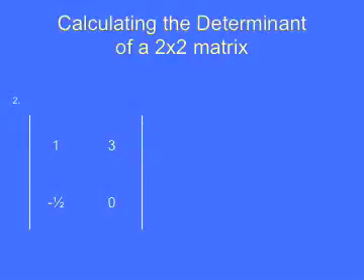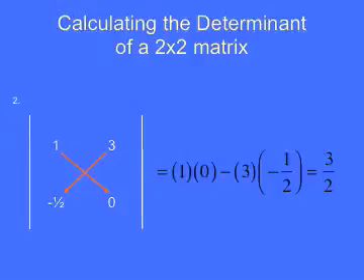So first we're going to look at calculating the determinant of a 2 by 2 matrix. Here we have the two vertical lines telling us that we need to calculate the determinant of this 2 by 2. The process is as follows. You'll multiply along the diagonals, 1 times 0 and 3 times -1/2. We'll subtract those products, so you can see here 1 times 0 minus 3 times -1/2. That will give us a solution of 3/2.